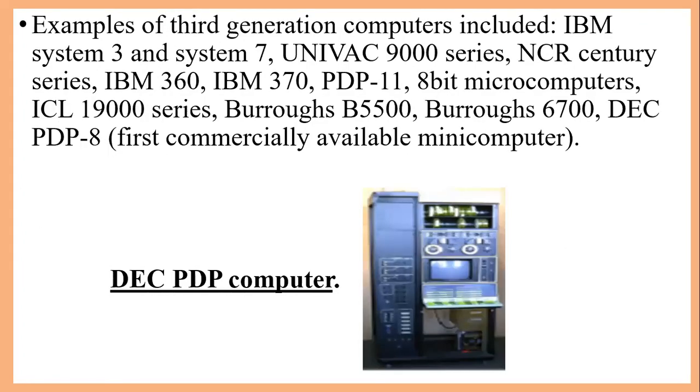Examples of that generation computers included IBM System 3 and System 7, UNIVAC 9000 series, NCR Century series, IBM 360, IBM 370, PDP-2, 8-bit microcomputers, ICL 1900 series, Burroughs B5500, Burroughs B6700, DEC PDP-8. And DEC PDP-8, my dear student and my dear learner, was the first commercially available mini computer, and its example is as you can see in this presentation.